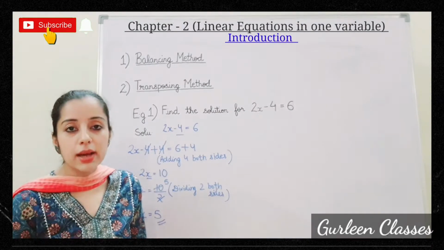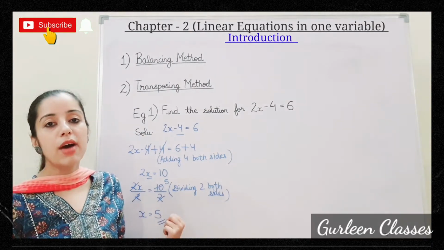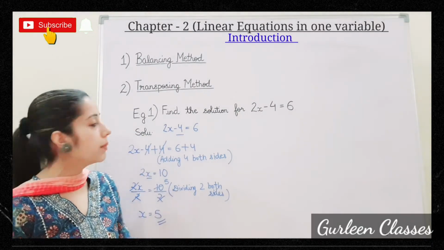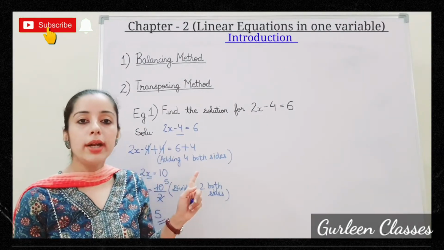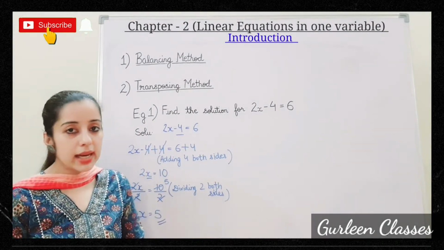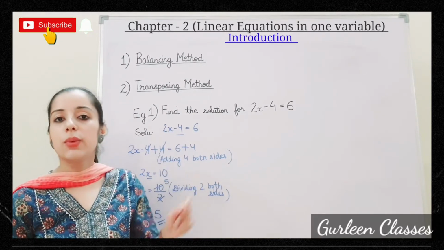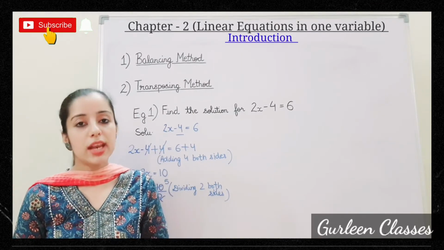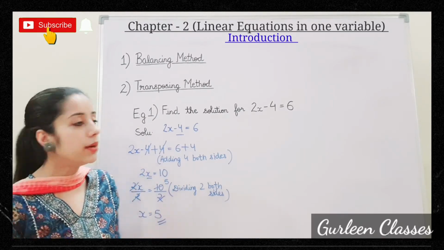How to check whether your answer is correct or not? Just substitute the value of x in the given equation. 2x minus 4 is equal to 6. 2 into 5, that is 10. 10 minus 4, 6. So 6 is equal to 6. Hence it is verified. Now let us solve this by transposing method.